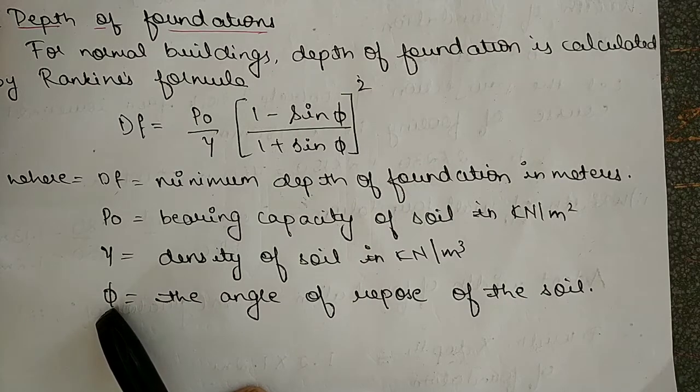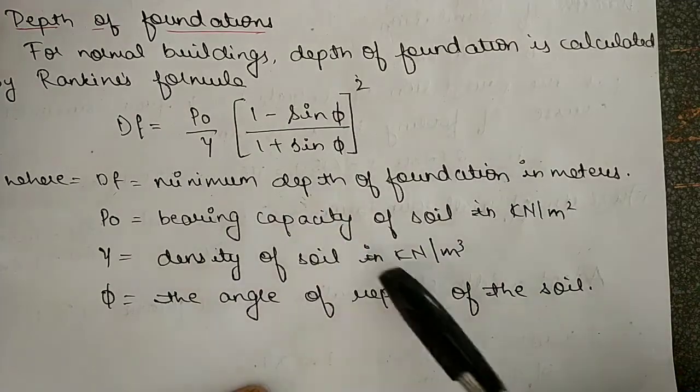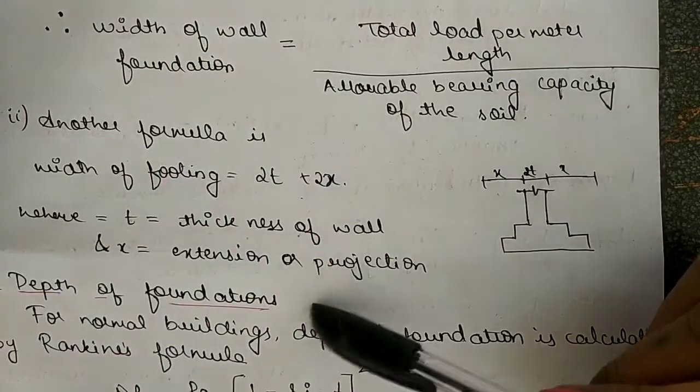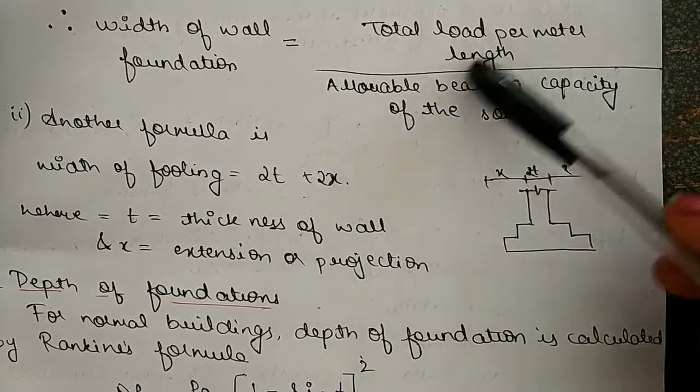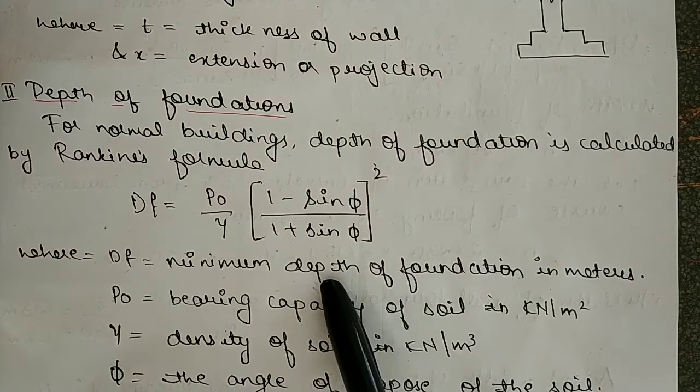Phi is the angle of repose of the soil. By this formula you can find the depth of the footing. By these two formulas you can find the width. Whichever is the greater, you have to consider that, and by this formula you can find the depth of the foundation.